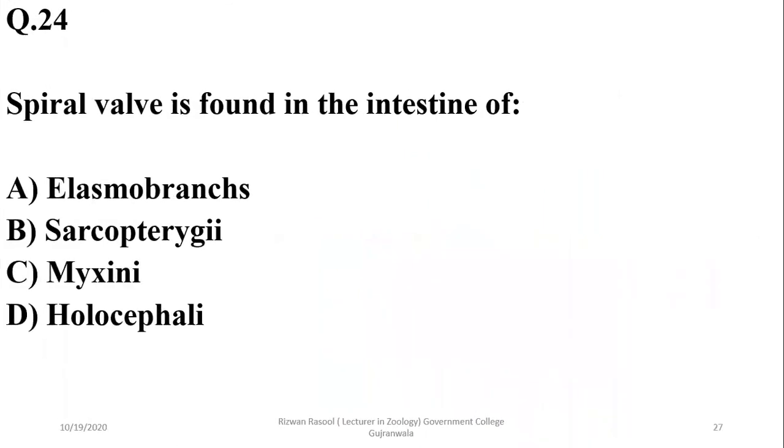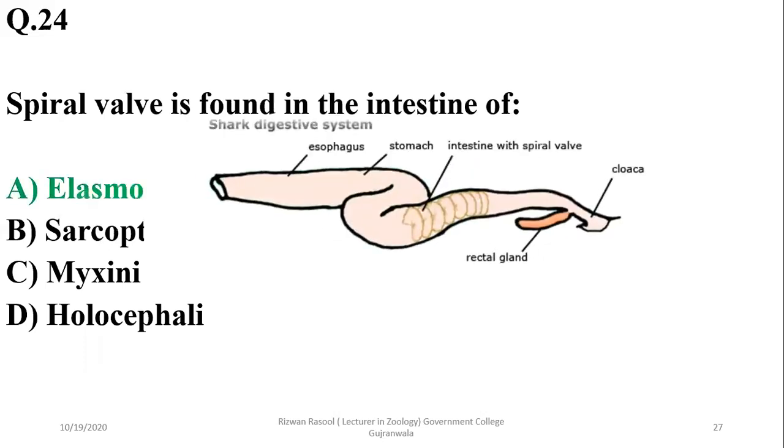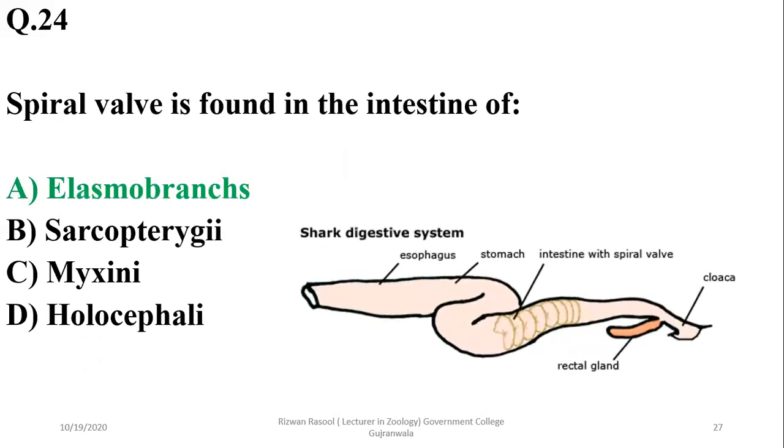Number 24, spiral valve is found in the intestine of. It's a common feature in sharks. So elasmobranchs, or alpha, will be the right option. They have a spiral valve in the intestine.